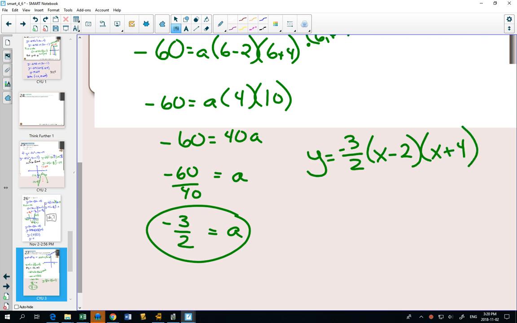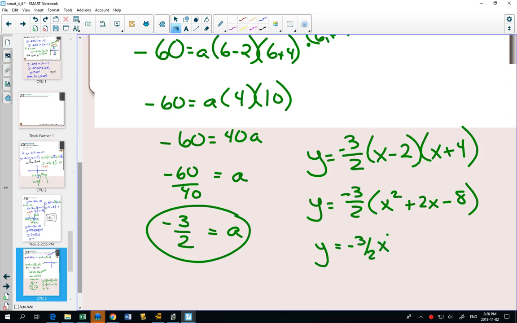The question asked if we could have it in general form. So in general form, we will need to multiply everything out. If I multiply this out, I'm going to get x squared plus 2x minus 8. Distribute the negative 3 over 2, and I will get negative 3 over 2 x squared minus 3x plus 24 over 2, which will be plus 12.